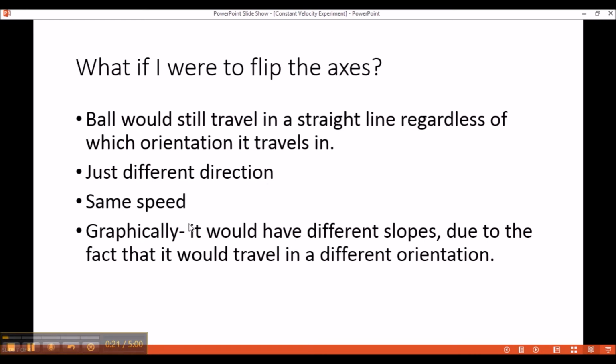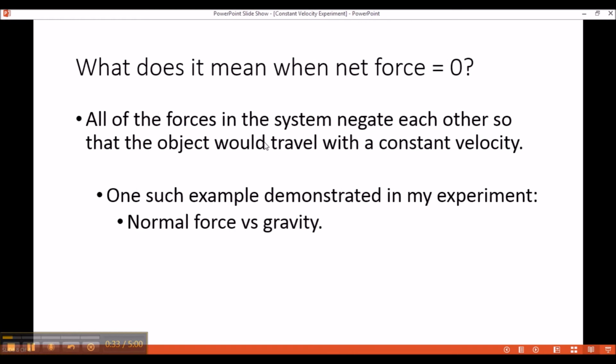Graphically, it will mean that it will have different slopes due to the fact that it will revolve around different axes, and then the graph generated would be different because, as I said before, it would revolve around different axes. Next, what does it mean when the net force is equal to 0? All the forces in the system would negate each other so that the object would travel in constant velocity.